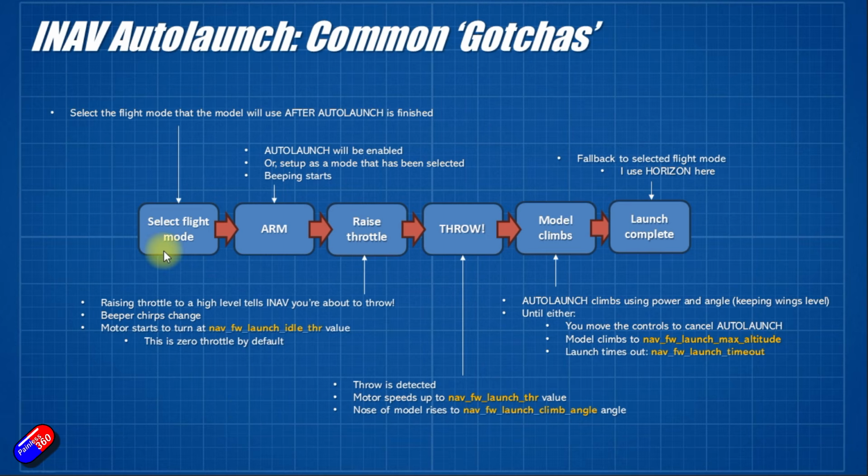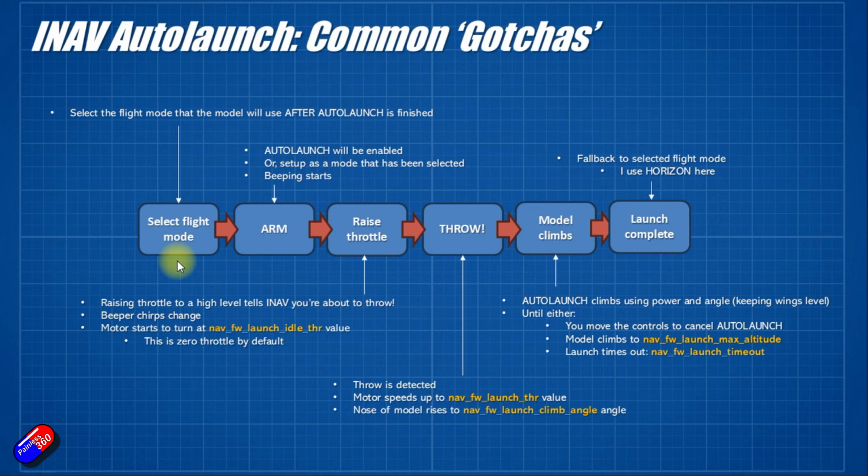We're going to start here over at select flight mode. So this is the mode that you select on the radio. Typically, I would select horizon as the flight mode, and that is going to be the mode that once auto launch is complete or it's cancelled, that is the mode that INAV will fall back into. Now, some people like to use GPS return to home. So as soon as it's out of the launch process, it'll initiate the return to home. I will talk about that in the next slide. I would recommend when you're first trying it out, just set it up so that it's horizon.